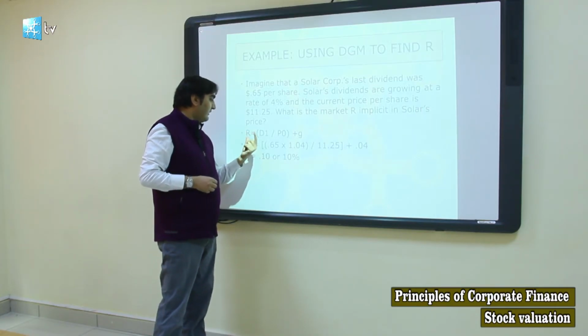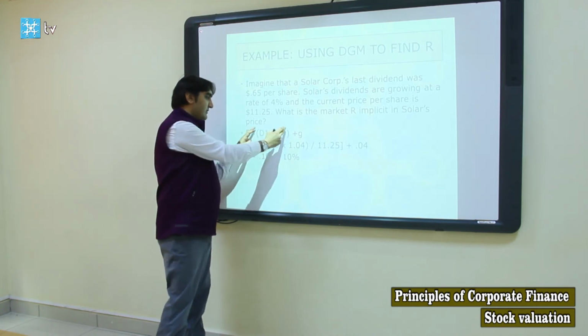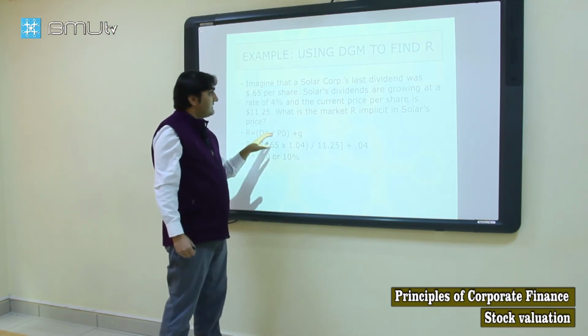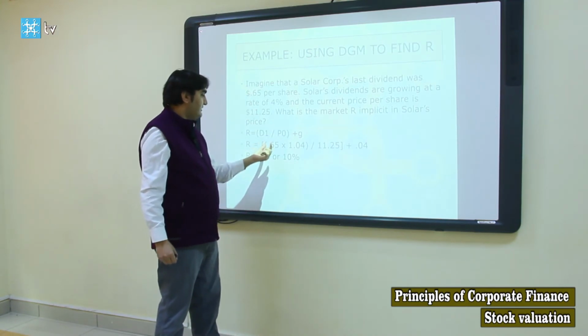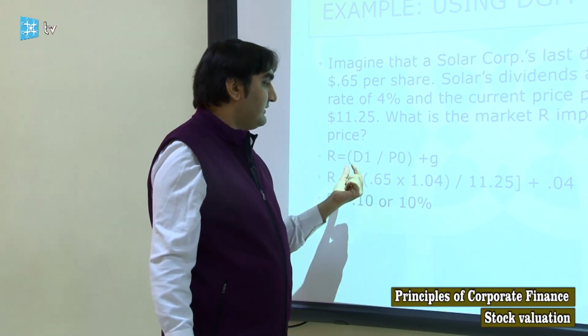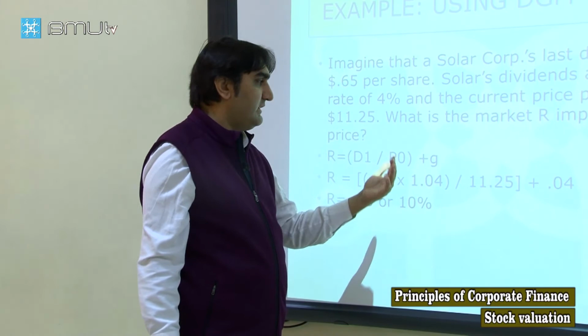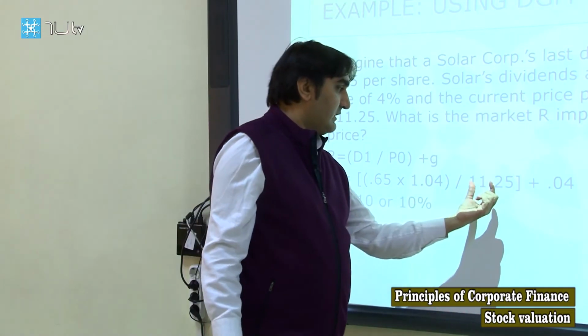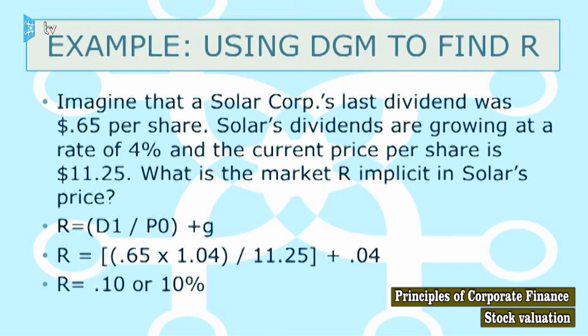That's R equals D1 divided by P0. This is the dividend yield plus G, the growth rate of 4%. And since 0.65 is last period's dividend, we need to adjust it to be D1, so we multiply it by 1.04 and divide by current price P0, add our capital gains yield and get 10%. So it means that in these conditions, if investors pay $11.25 for this stock, they require a 10% return from this stock.